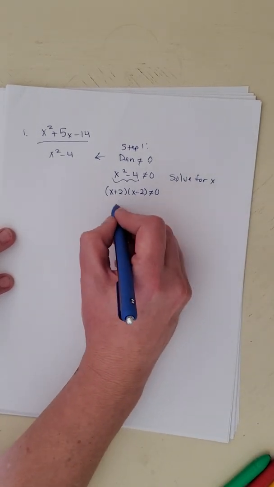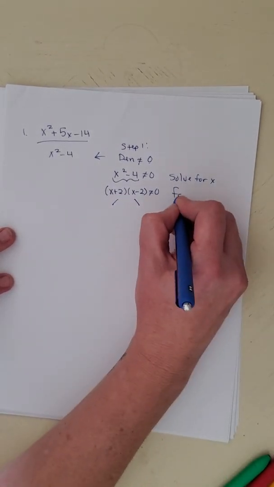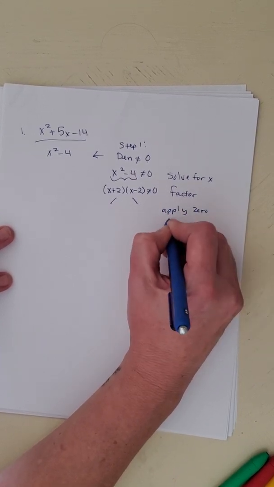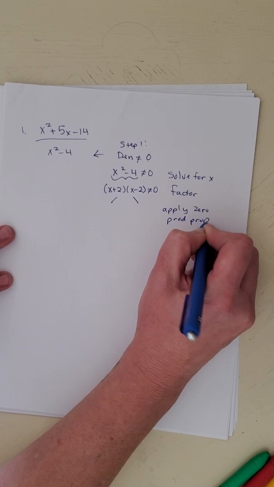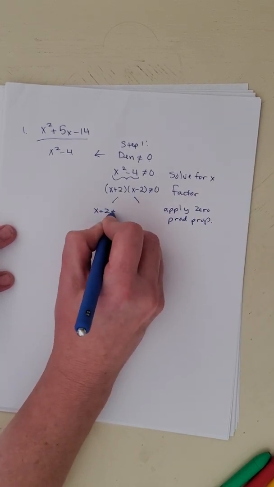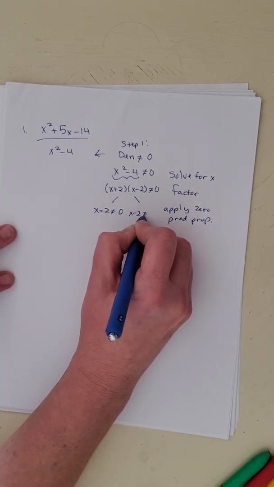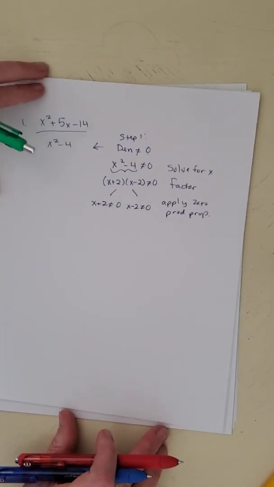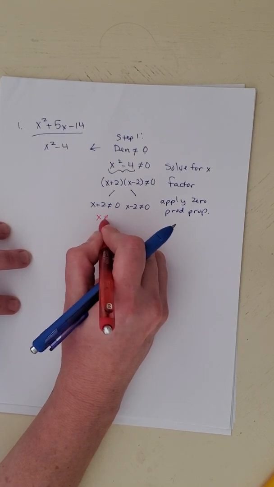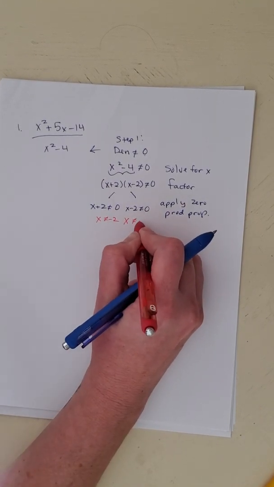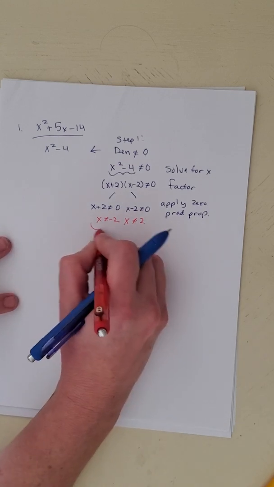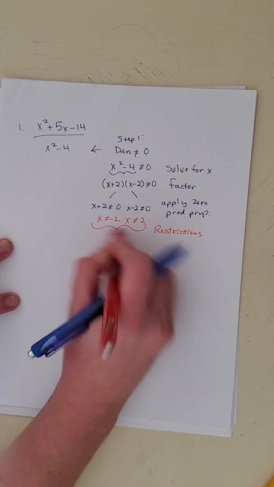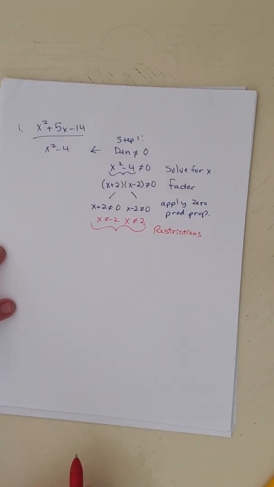And then I'm going to apply the zero product property. So I factor, and then apply the zero product property, which is where we take each factor and we say it cannot equal 0, and then we solve for x. And so we get that x cannot equal -2 and x cannot equal 2. All right, these are our restrictions on the denominator. So x can be any other value, but not 2 or -2.